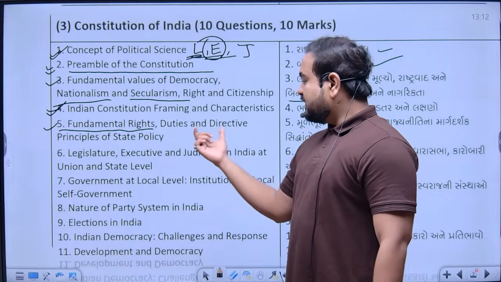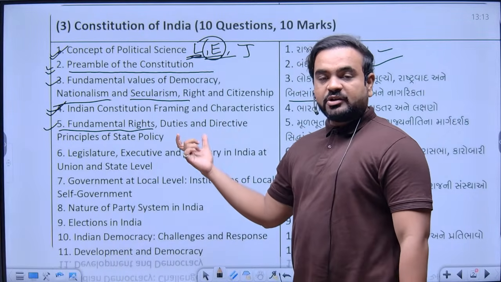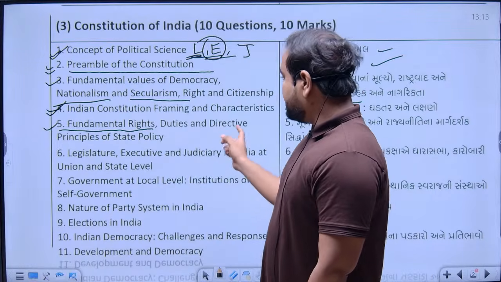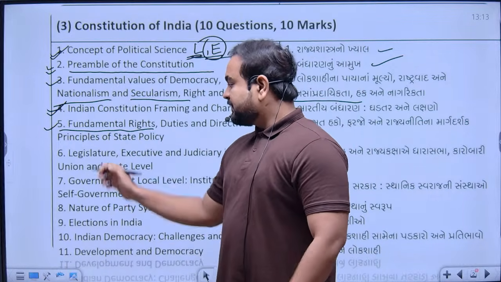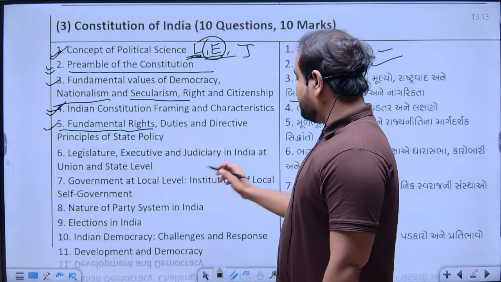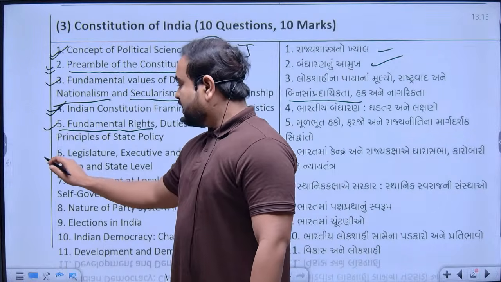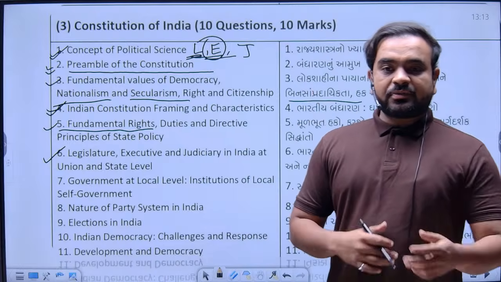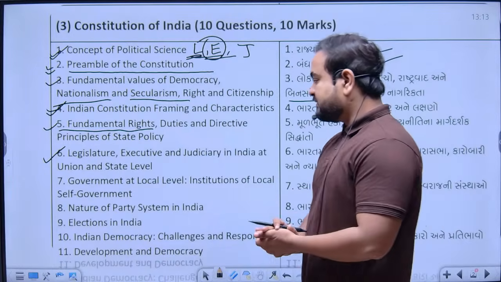Then fundamental duties, which are written in Part 4A of the constitution. Then directive principle of state policy. The sixth point is legislature, executive and judiciary in India at union and state level. We will discuss this a little today as well, whenever we bring questions.